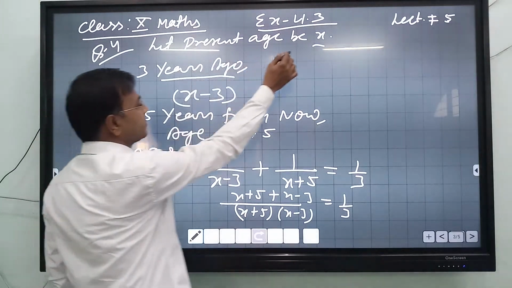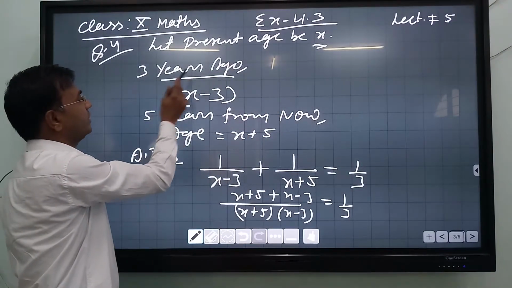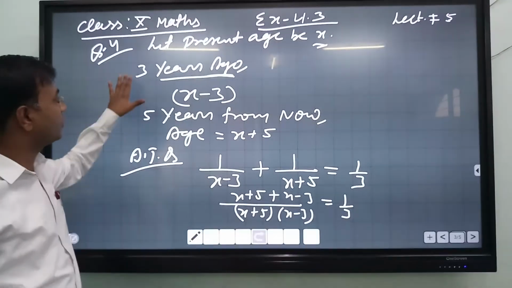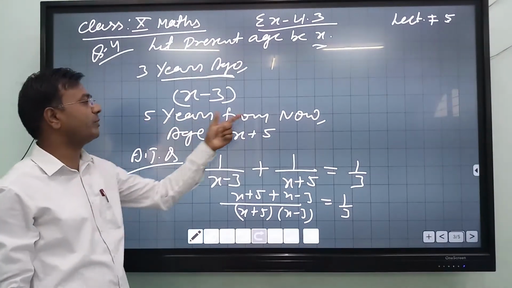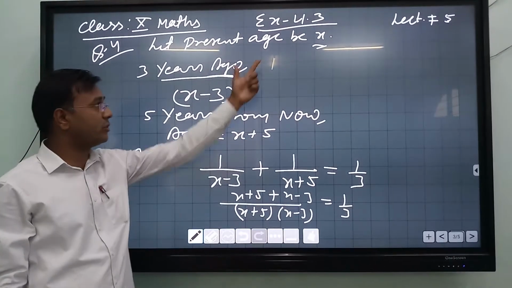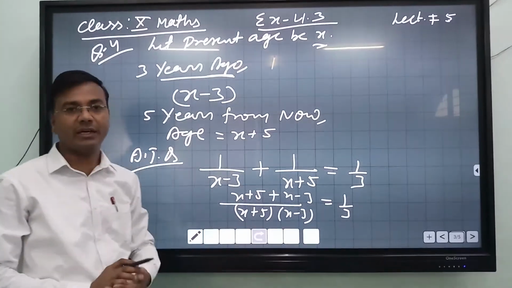So let the present age be x. Then his age 3 years ago will be x minus 3. Ago means before. So 3 years before his age was x minus 3, and 5 years from now, that is after 5 years, his age will be x plus 5, because the present age is taken as x. So plus and minus have to be done accordingly.